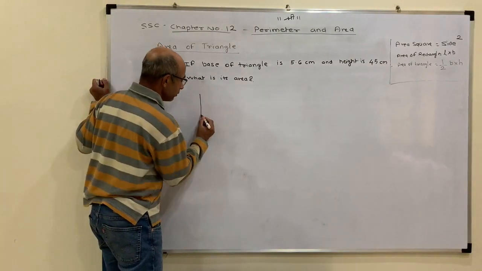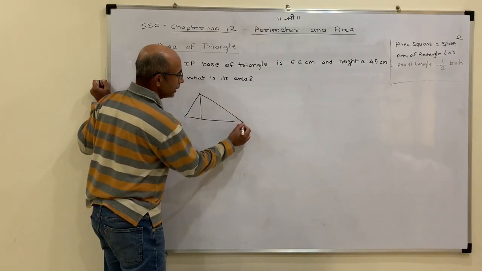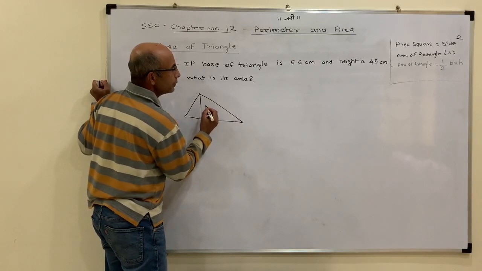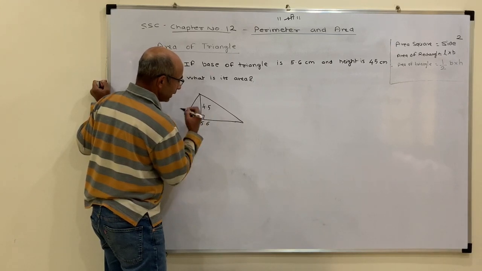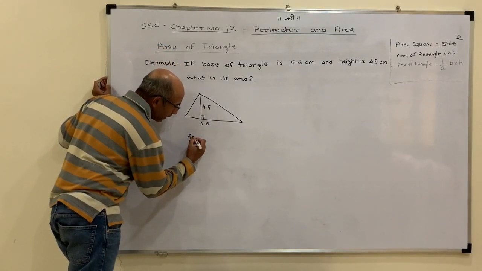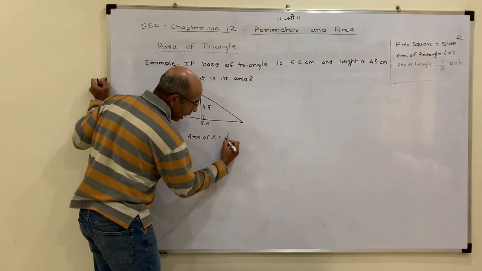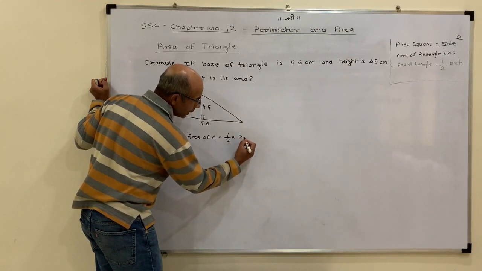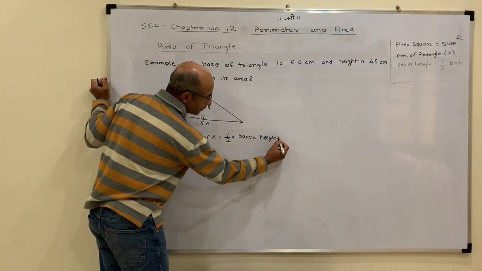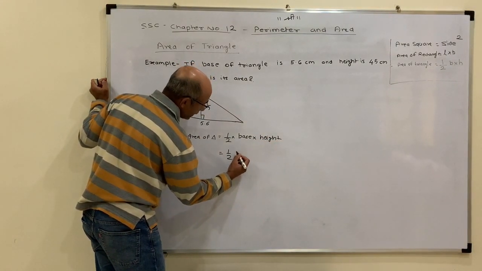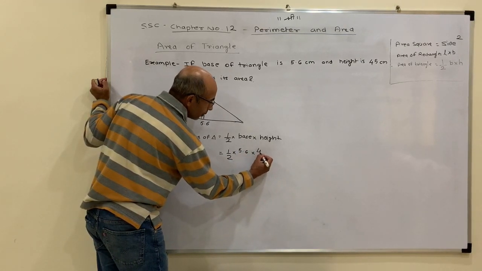So let's just draw a quick one. This might be the case of a triangle, not necessarily a right angle one. My height is 4.5 centimeter and my base is 5.6 centimeter. So the area of the triangle equals half of base into height. How much is my base? My base is 5.6 and my height is 4.5.